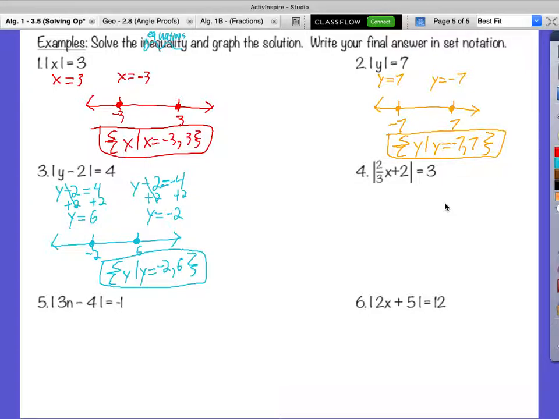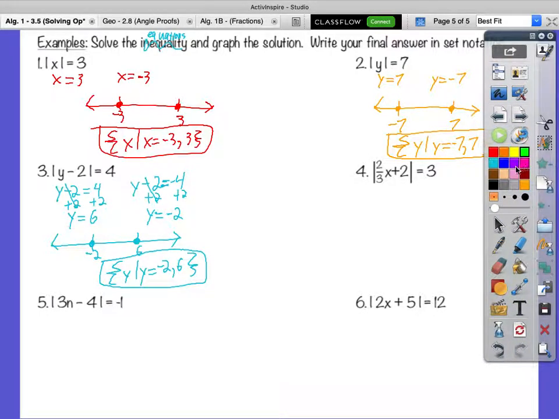What's our first step here, guys? Writing it out as fractions? Writing out how many equations? Two equations. What's our first equation, Dylan?